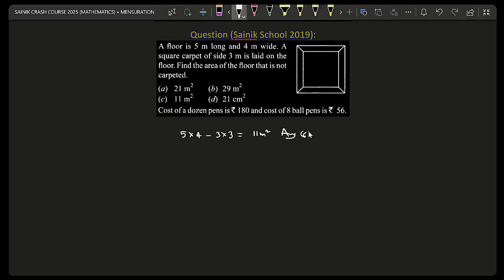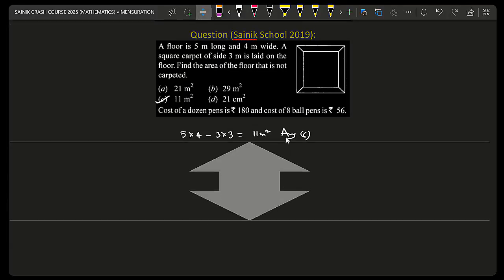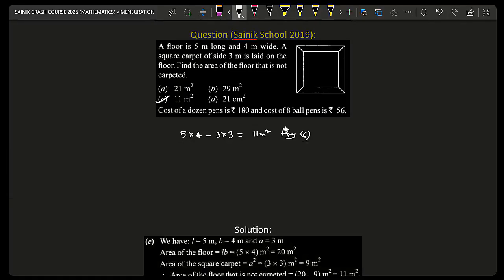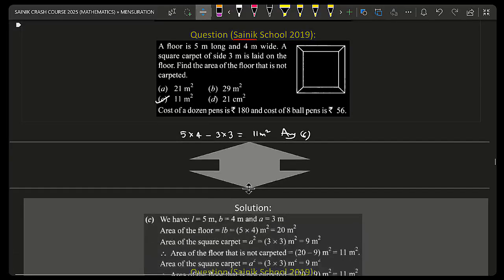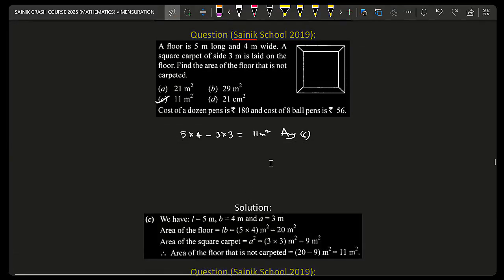So very simple question. Sir, I can't understand, cost of dozen pens is 180. I told you already, the question came from the next line of the next question. You can forget about it. Okay, sir. So this is the answer, that is 11 meters square. So find the area of the outer rectangle and the inner square. You can find the area and then you can subtract.